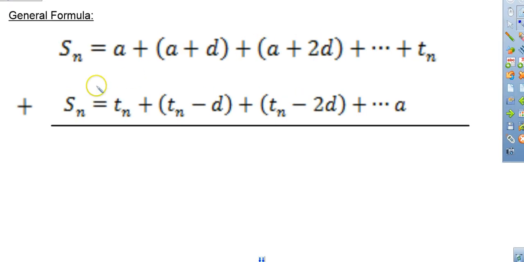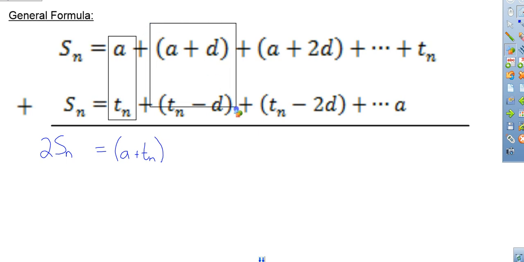So what I'm going to do with these two equations is add them up. Now, Sn plus Sn would give me 2 times Sn. Equal signs, we don't actually add those up. Now, I lined it up this way for a reason. Here we're going to add up a plus term n. I'm going to put that in brackets like this. So a plus term n is that first column, adding it up.